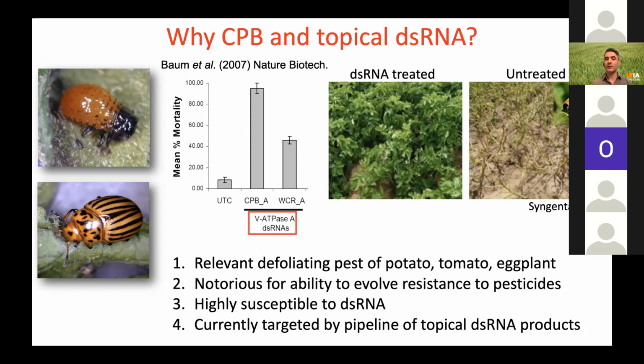It is highly susceptible to double-stranded RNA, so there's potential for developing this technology to control this pest. And in fact, it's the current target of double-stranded RNA pesticides that are being either developed or are already in the registration phase. So this increases the importance of research to study the mechanisms or the potential for resistance in this insect to topical double-stranded RNA.